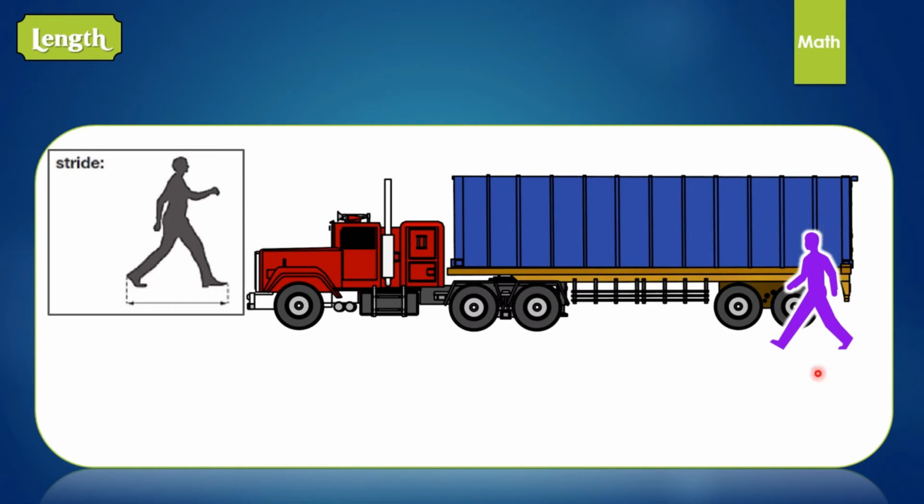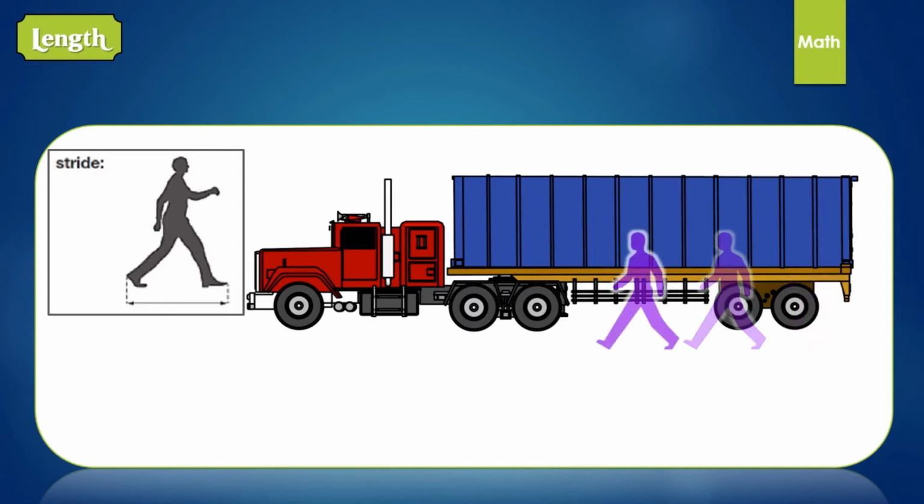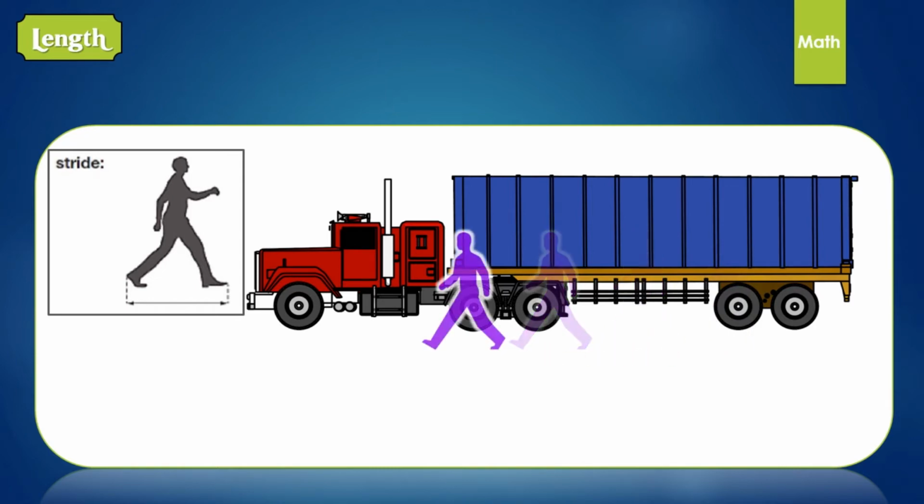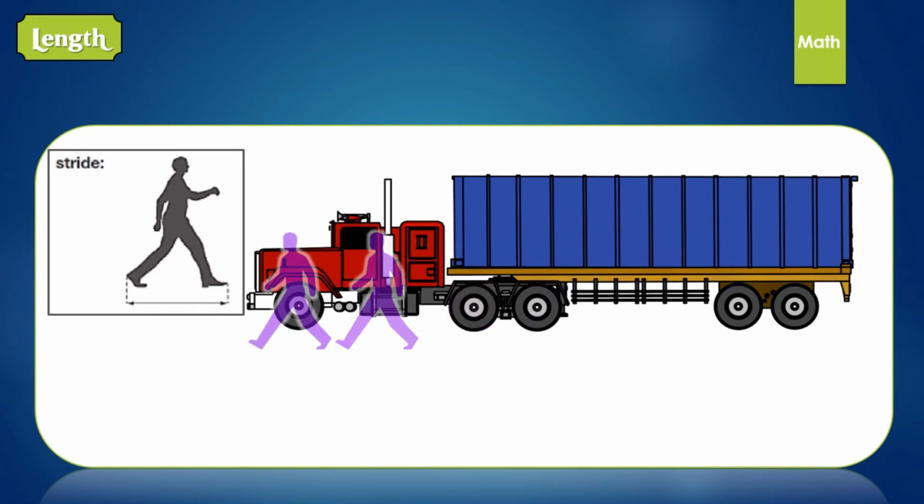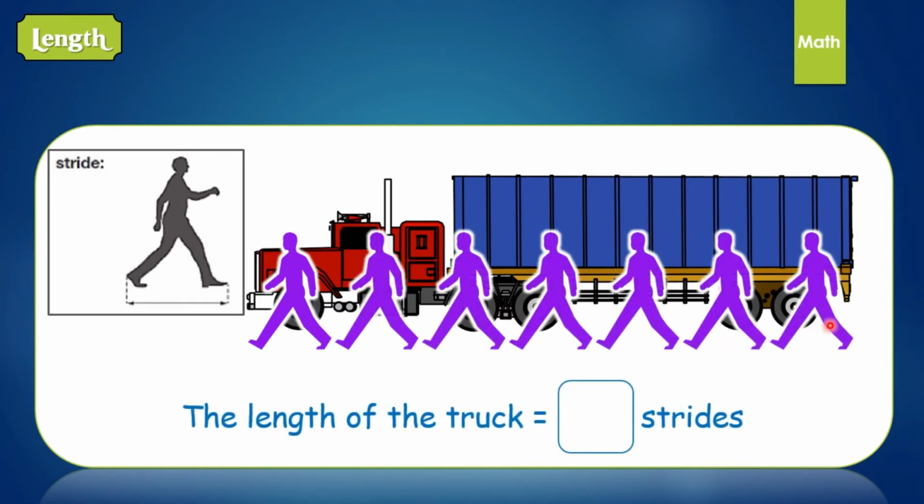Can we do it together now? Let's see. We will start from here and count how many strides or how many steps. Let's count. 1, 2, 3, 4, 5, 6, 7. So the man moved 7 steps from the beginning to the end.